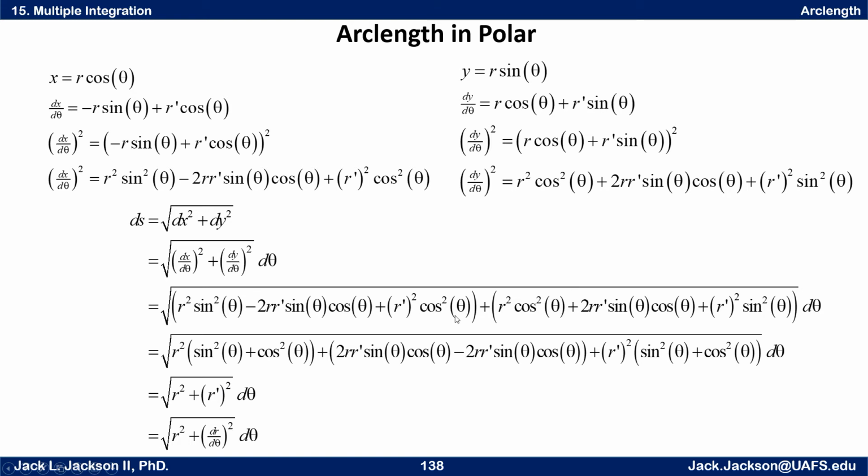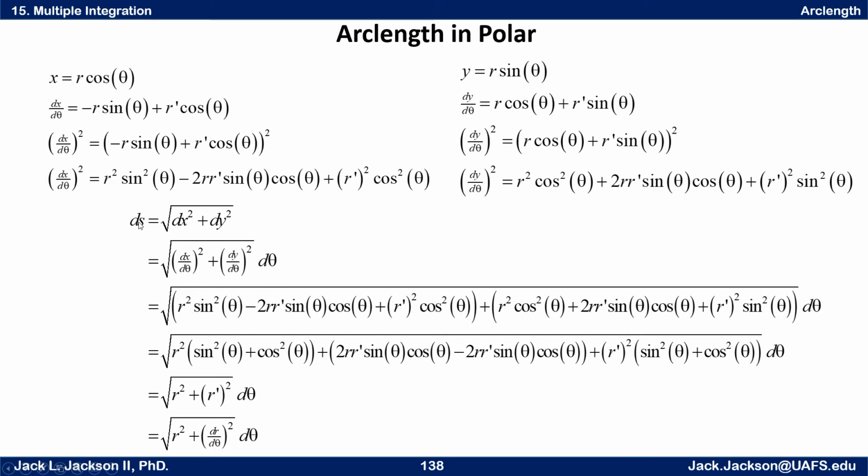And then look what happens to the other two terms, the nastier terms here. Negative 2 r r prime sine theta cosine theta is there, and positive 2 r r prime sine theta cosine theta is there. If you notice, those are exactly the same, but with opposite signs. So they're going to cancel each other out completely. That's pretty fortuitous for us. Good news there. And r prime, of course, what I mean by r prime is dr over d theta.